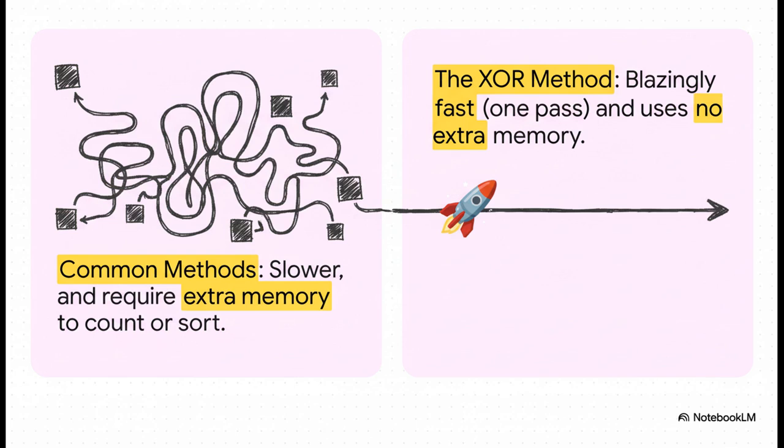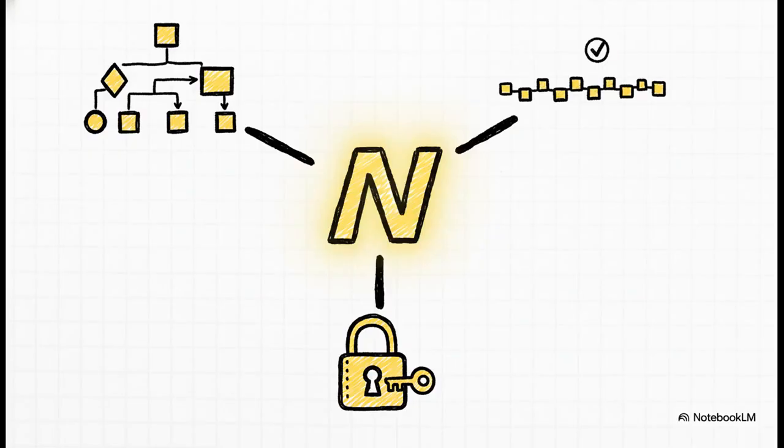The XOR method, though, it's brilliant because it's insanely efficient. It uses no extra memory, and it only has to go through the list one single time. So what starts out as a fun little brain teaser is actually a foundational concept used in really complex algorithms, in data transmission for checking errors, and even in some forms of cryptography. It's just a perfect example of how powerful these simple bit-level operations can be.